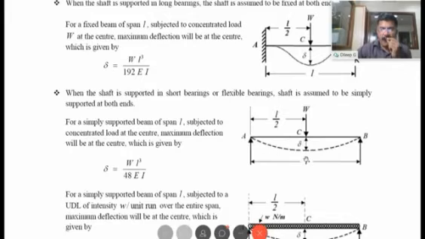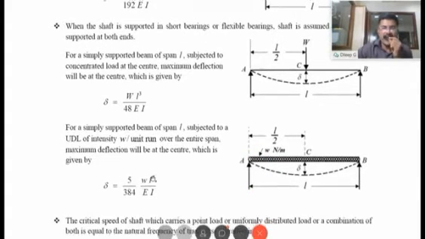For a simply supported beam, we know when a concentrated load W is applied at the center of the beam, whose span is L, the maximum deflection will be at the center, which is delta, given by delta is equal to W L cube divided by 48 EI. Here for a fixed beam, it is W L cube by 192 EI. Delta is W L cube by 48 EI for a simply supported beam, where W is the concentrated load, L is the span, E is the Young's modulus of the material of the shaft, and I is the moment of inertia of area of cross section about the neutral axis.